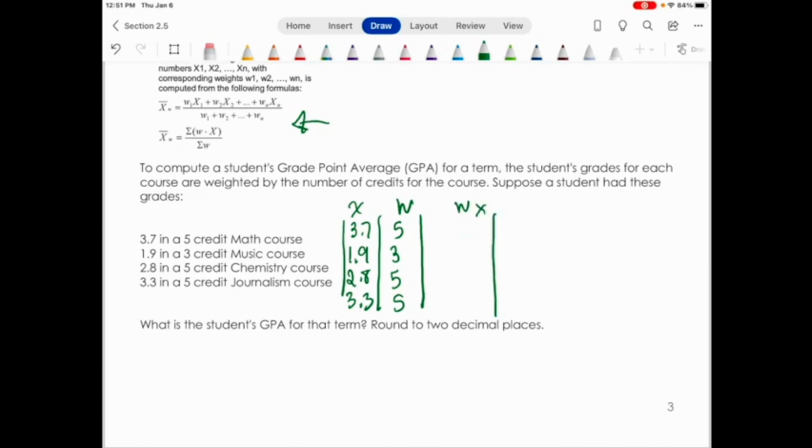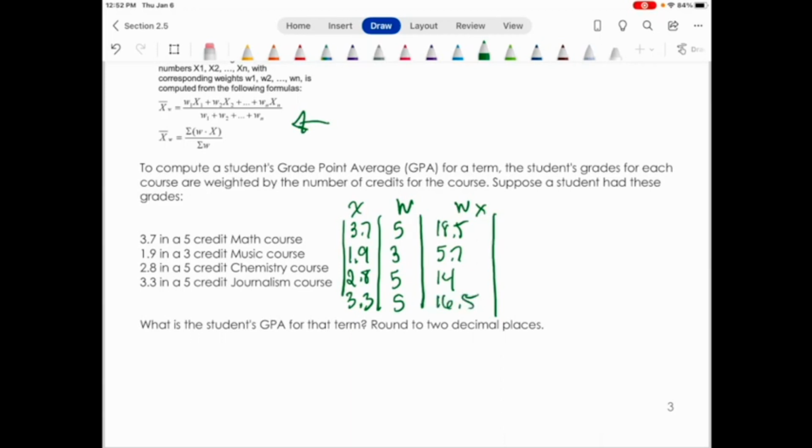So what we need to do then is find the products. We're going to multiply each of the weights times the corresponding x value, and then we're going to total them up and divide by the total number of credit hours, which is what your weights are. All right, so when I take 3.7 times 5, that's going to give me 18.5. When I take 1.9 times 3, that's going to give me 5.7. When I take 2.8 times 5, that's going to give me 14. And when I take 3.3 times 5, that's going to give me 16.5.